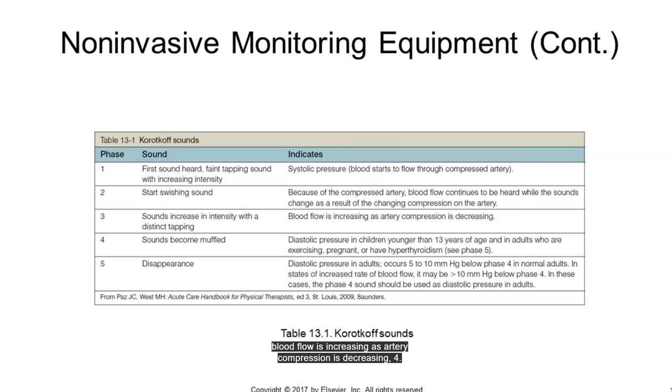4. Sounds become muffled, which may indicate diastolic pressure in children younger than 13 years old and in adults who are exercising, pregnant, or have hypothyroidism. And 5. The disappearance of sounds, which indicates diastolic pressure in adults and usually occurs 5 to 10 millimeters of mercury below phase 4 in normal adults. In states of increased rate of blood flow, usually secondary to medications, it may be greater than 10 millimeters of mercury below phase 4. In these cases, the phase 4 sound should be used as diastolic pressure in adults.